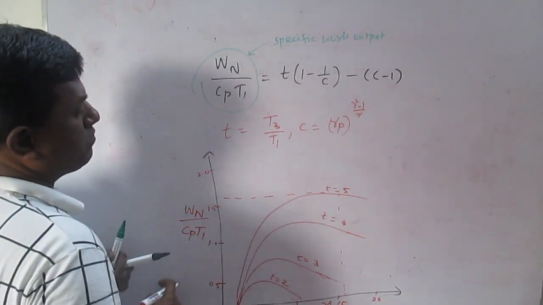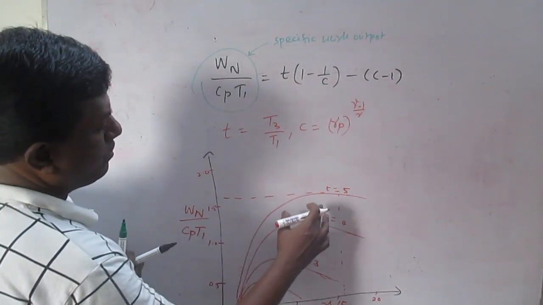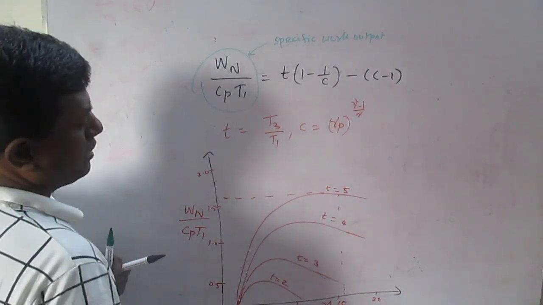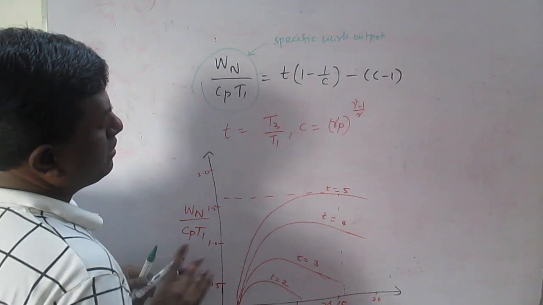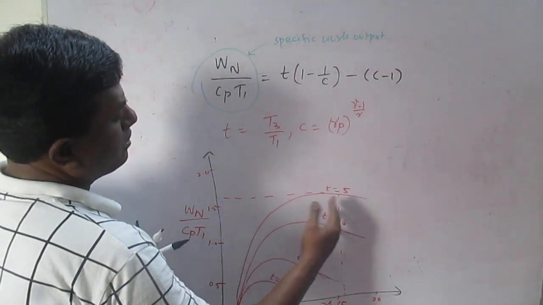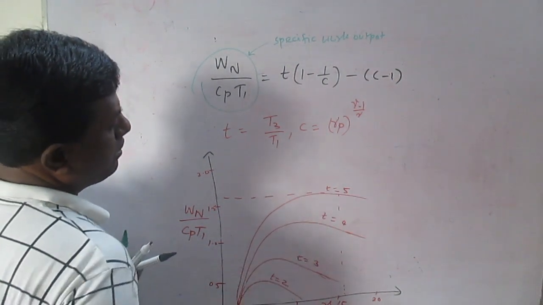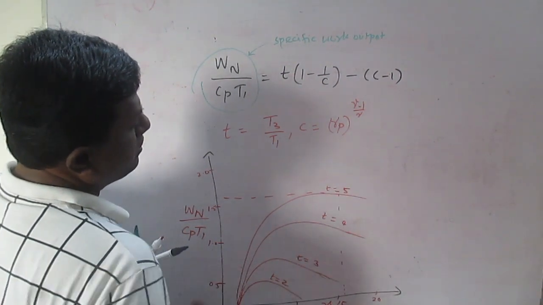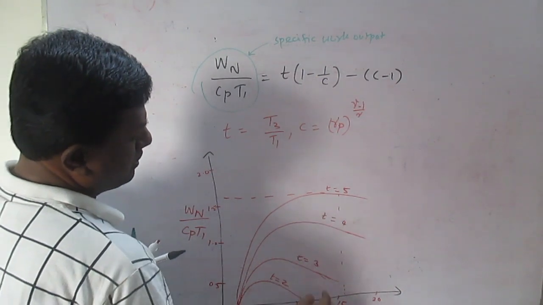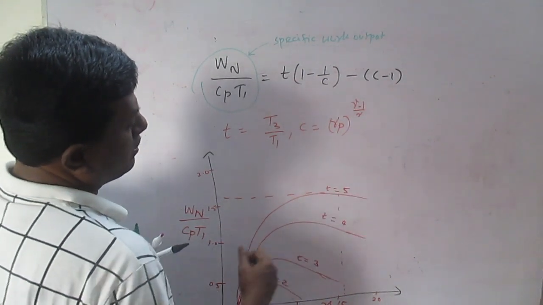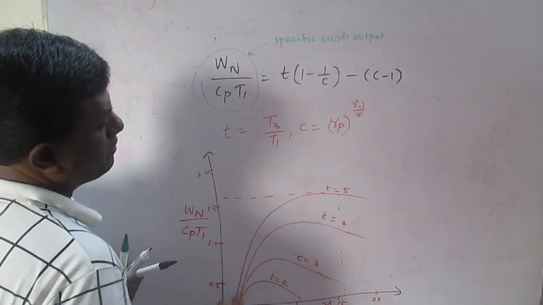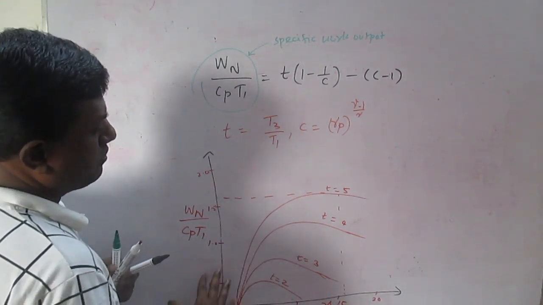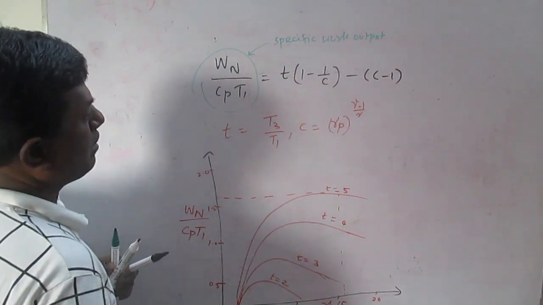So specific work output becomes maximum for a given value of t at a certain pressure ratio. This is one thing we have to understand, and this curve becomes straight as we go for higher and higher t. That means the curve becomes constant at the higher pressure ratio. So this is one thing we have to understand from this graph.